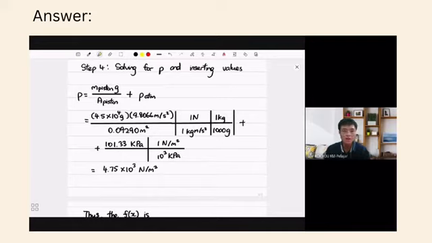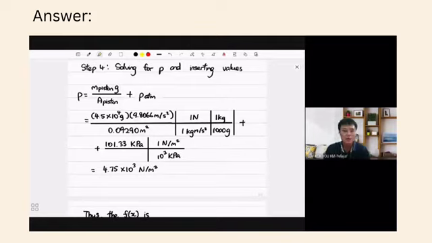So the area of the piston is 0.0929 meter squared. In order for us to find the answer in Newton per meter square, we need to multiply by 1 Newton over 1 kg meter per second square, and we need to multiply by 1 kg in order to change the value to kg. So we multiply by 1 kg and divide by 1000 gram.